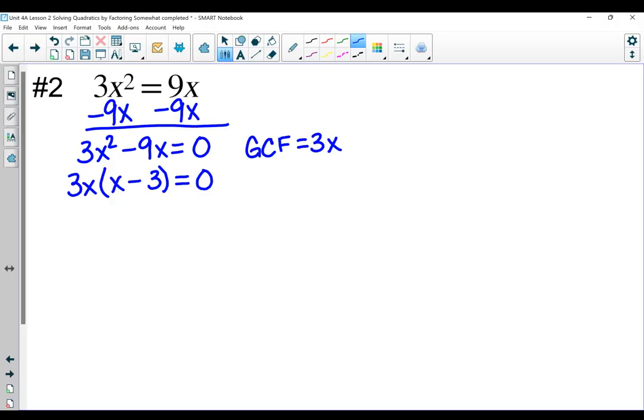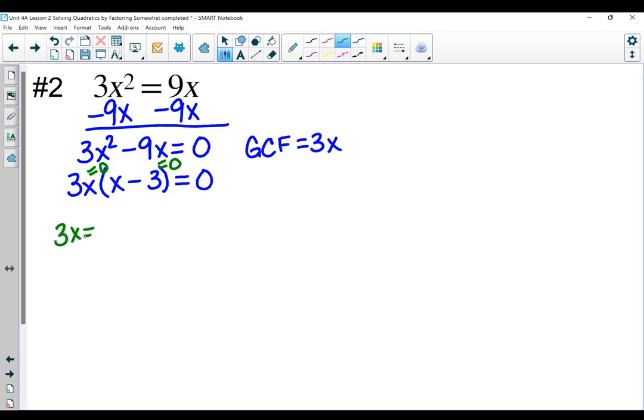I notice I can't factor that anymore, so that's one of the nice ones where the GCF is the only factoring you have to do. My zero product property says set each factor equal to 0, and your GCF does count as a factor, whether it has a variable or not.